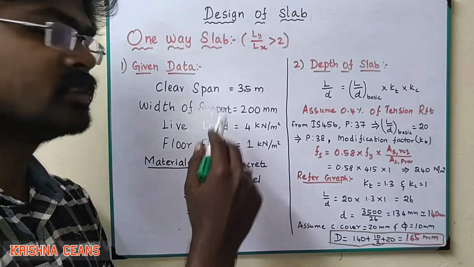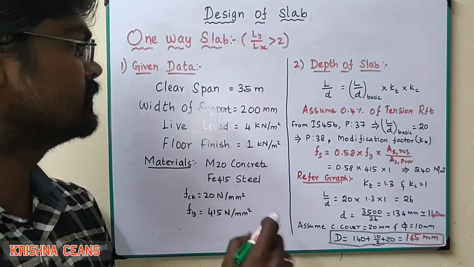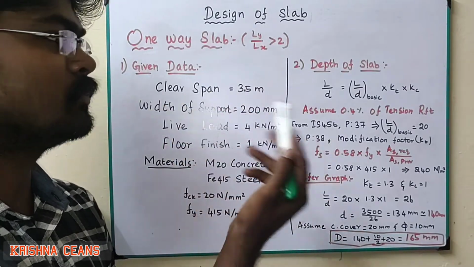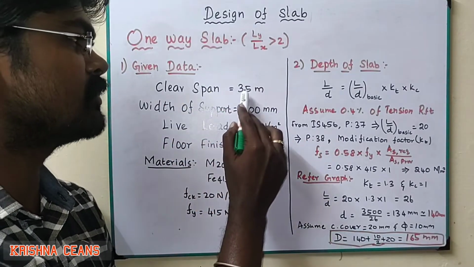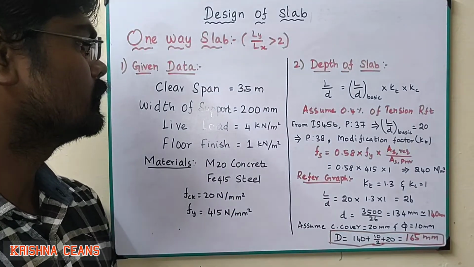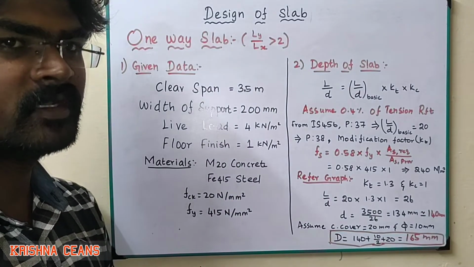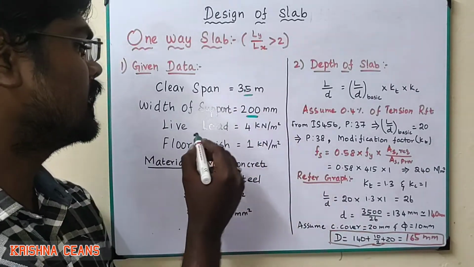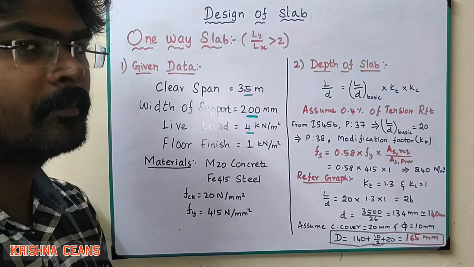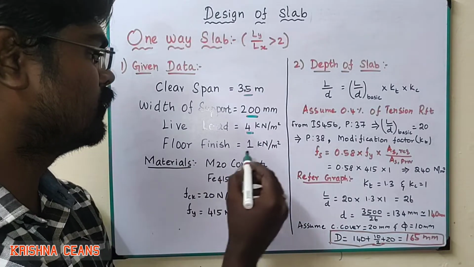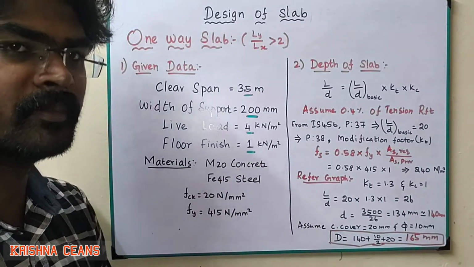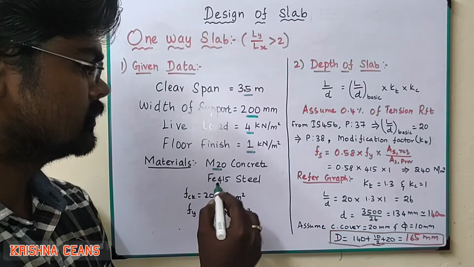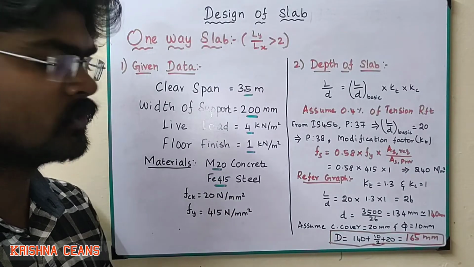So in this problem, the data given is: clear span, that is the inner support to support distance, is 3.5 meter. Then the width of the support is given as 200 mm. Then live load is given as 4 kilonewton per meter square. Floor finish is 1 kilonewton per meter square. Then materials: M20 grade of concrete and Fe415 steel are provided.